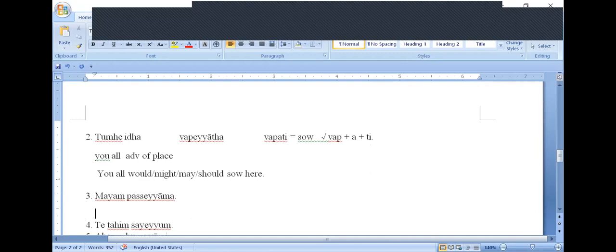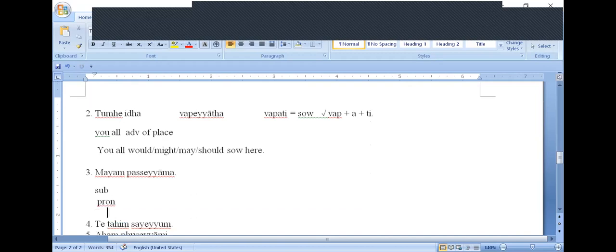Number three, this is easy also. Mayam is the subject, a pronoun, first person plural. Then paseyama, what is the present tense for paseyama? Pasati. Can you find out the meaning of pasati? Pasati is see, and the root is pas, plus the conjugation sign a, and plus ma.